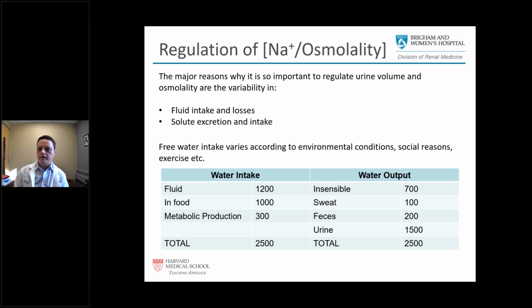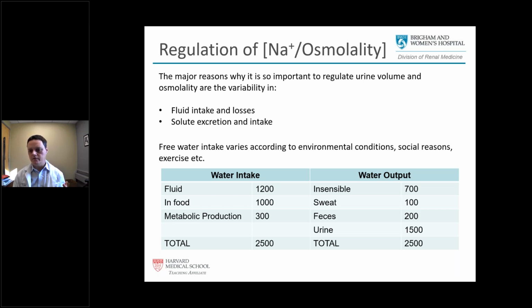The big reason why it is so important for us to regulate urine volume and osmolality is because our intake of fluid and our intake of solutes are not constant. If we took in exactly the same amount of water and exactly the same amount of solute every day, then we wouldn't need to regulate the excretion of salt or of solutes in water because they would be constant in any case. But that's not the way it works. You might drink 2 liters of fluid one day and 1 liter of fluid the next day. And so the day that you drink 2 liters of fluid, your urine needs to be less concentrated than it is the day that you drink 1 liter of fluid, or else your body composition will change.